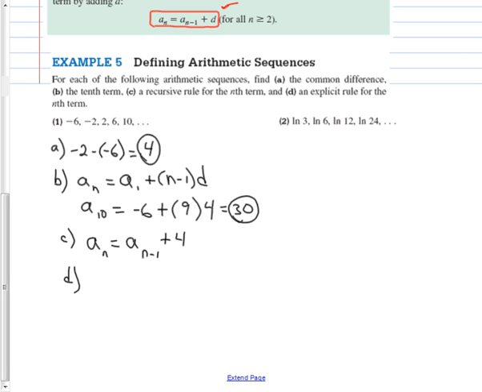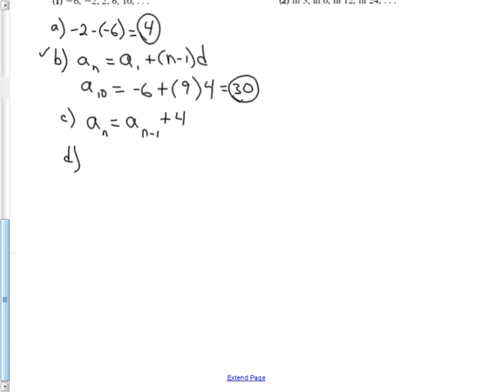D, find an explicit rule. Now, we used an explicit rule on B, but we're going to find the explicit rule that works specifically for this one. So if I want the explicit rule, I know any term should equal the first term, -6, plus n minus 1, because I want it to work for any of these terms, times my common difference 4. And we'll just multiply it out and simplify it, and that will be our rule.